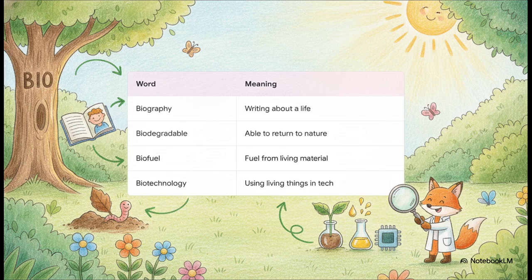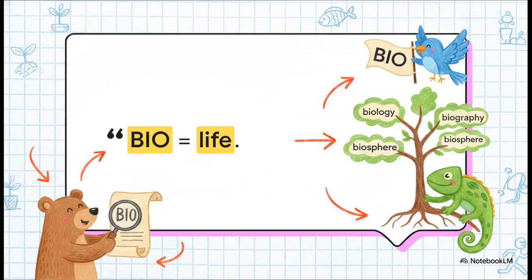Biofuel is actual usable energy derived from living material, like plants. And biotechnology? That's using those living things in modern medical science and tech. Every single one of these terms points right back to that exact same sunlit garden. So here is our third memory cue, and this cements everything we've covered so far. It is the simplest, punchiest equation you will ever learn for English vocabulary. BIO equals life. It really truly is that straightforward.